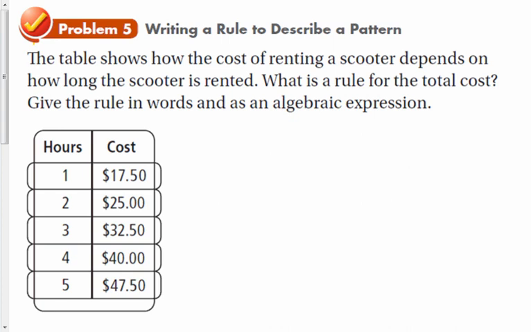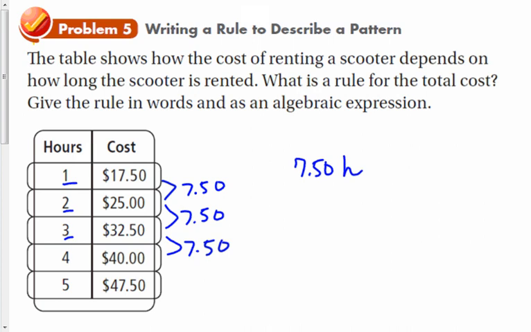All right, the last problem here has to do with writing a rule to represent a pattern that you see. And so we have to notice what's going on with these numbers to do that, and then we're going to write an algebraic expression for that. What you should notice is that as the hours go up by 1 hour every hour, the numbers are going up by 750, which means that for whatever the situation is, renting a scooter, it's costing $7.50 per hour. So we're going to need to multiply 750 times the number of hours.